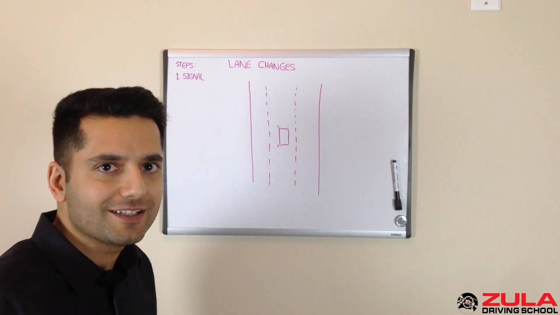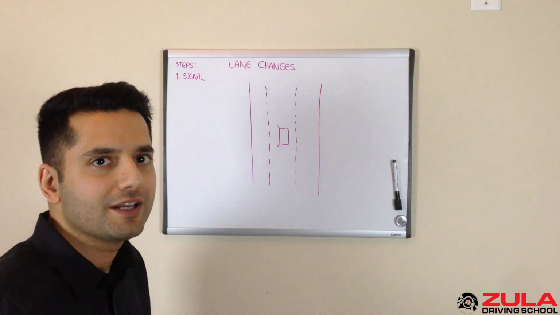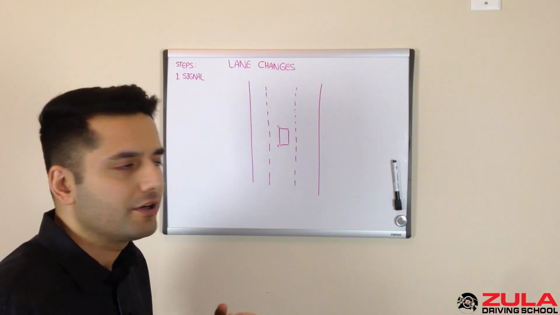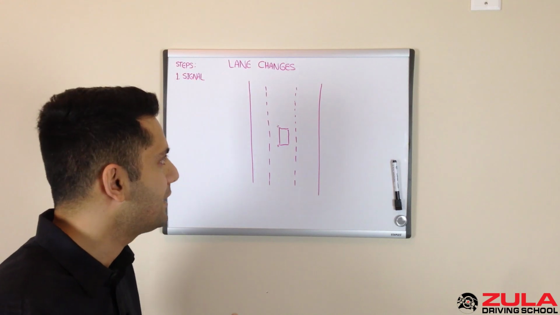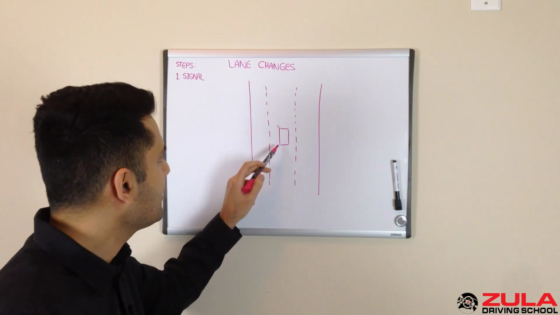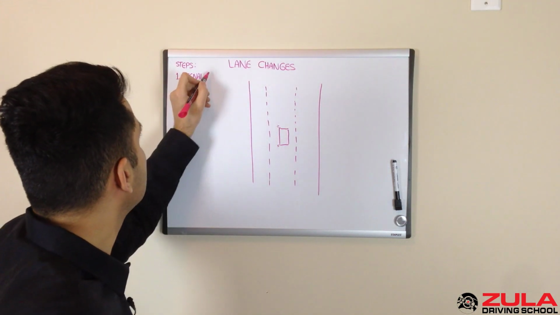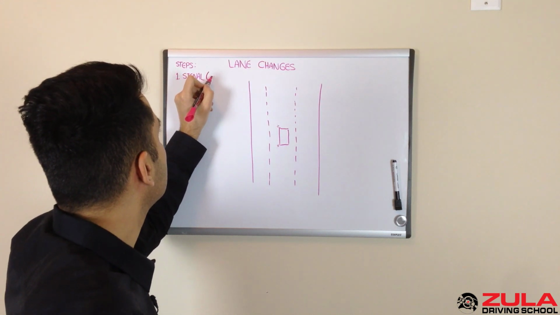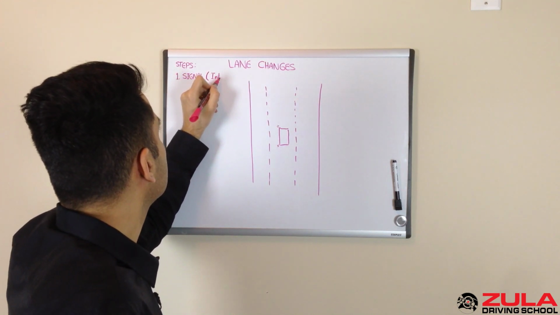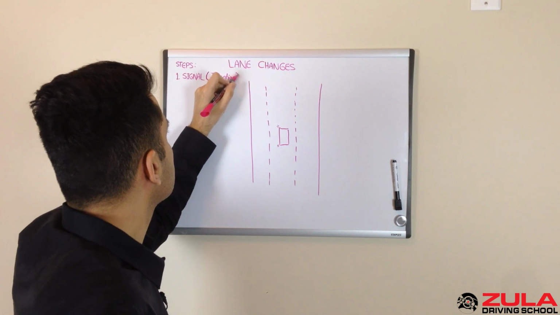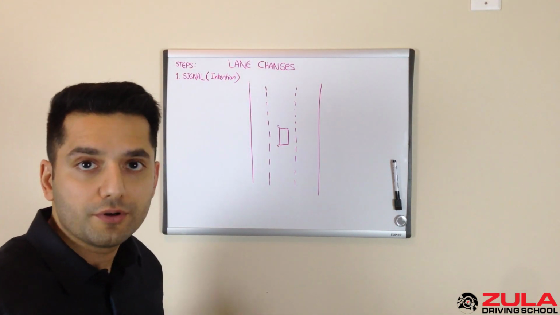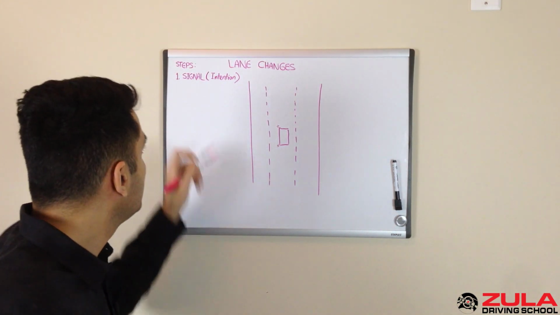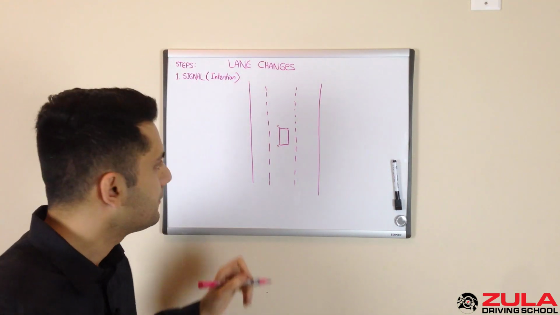And if it doesn't, let's say you put your signal on and the other drivers are not paying attention or they're not cooperating, what have you, this is not a commitment. This is just an intention. So you're communicating your intention. And if you put your signal on and it's not safe to go, you don't go, right? So you can just cancel your signal. But it's very important that you signal.